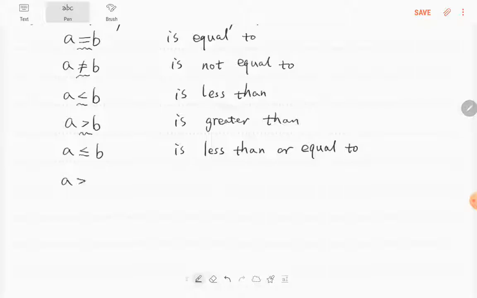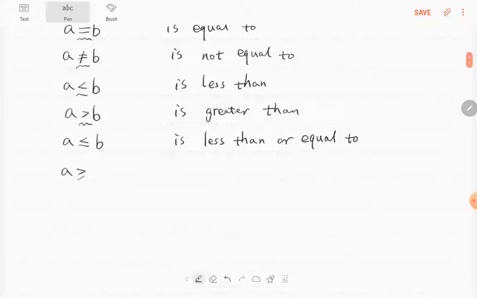So the last inequality symbol will be like this one. Is greater than or equal to. So A is possibly greater than B, and is also possibly equal to B.